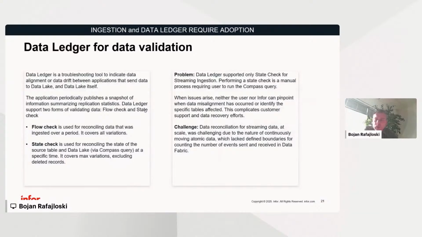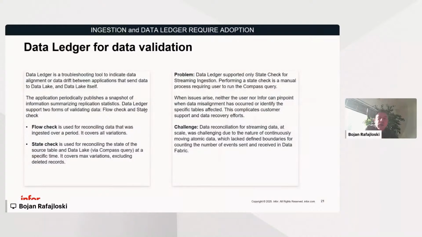It offers two types of checks. So it provides a flow check, which means we count everything that the source tells us it sent against everything that we received. So anytime a flow check is mismatched, we report that as a reconciliation that has failed, or it's classified as a mismatch.